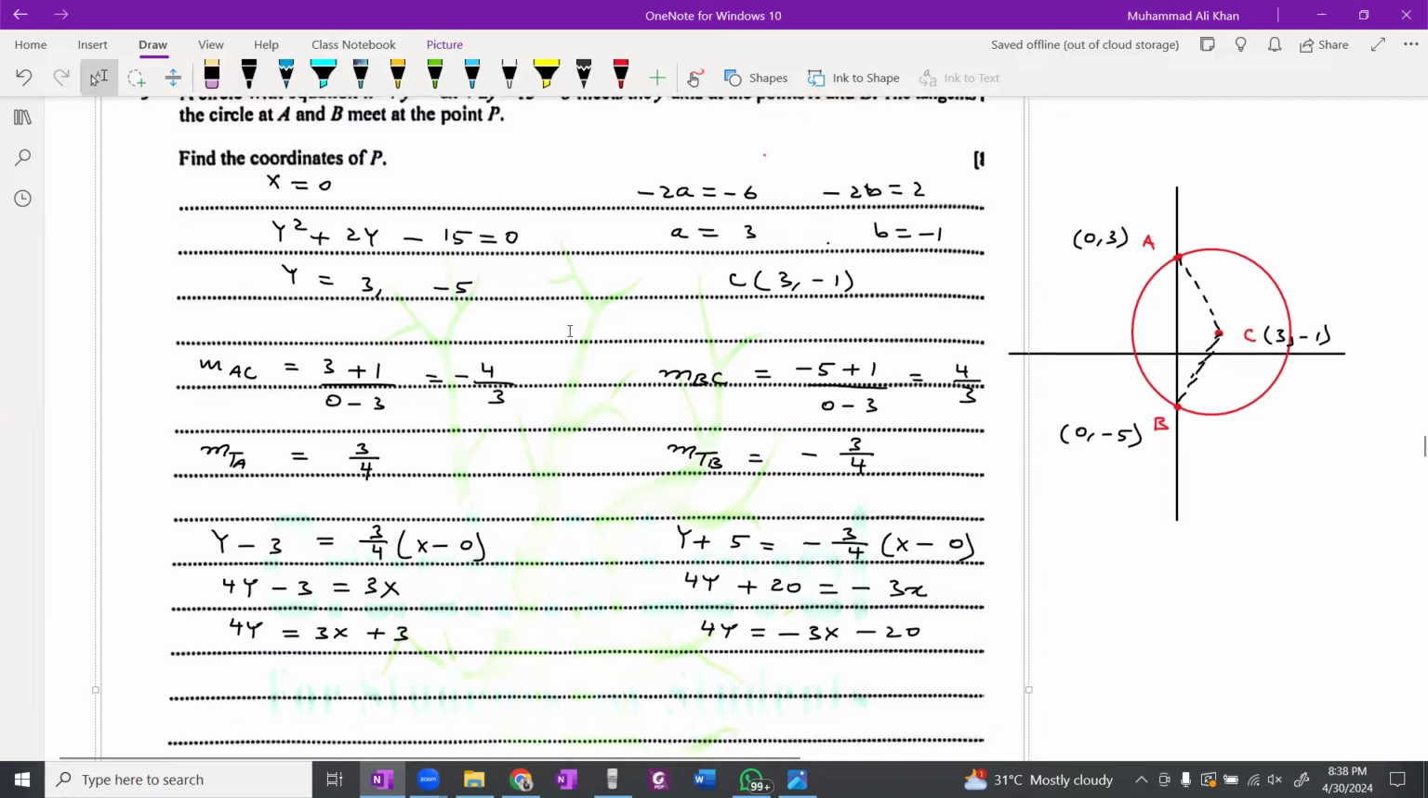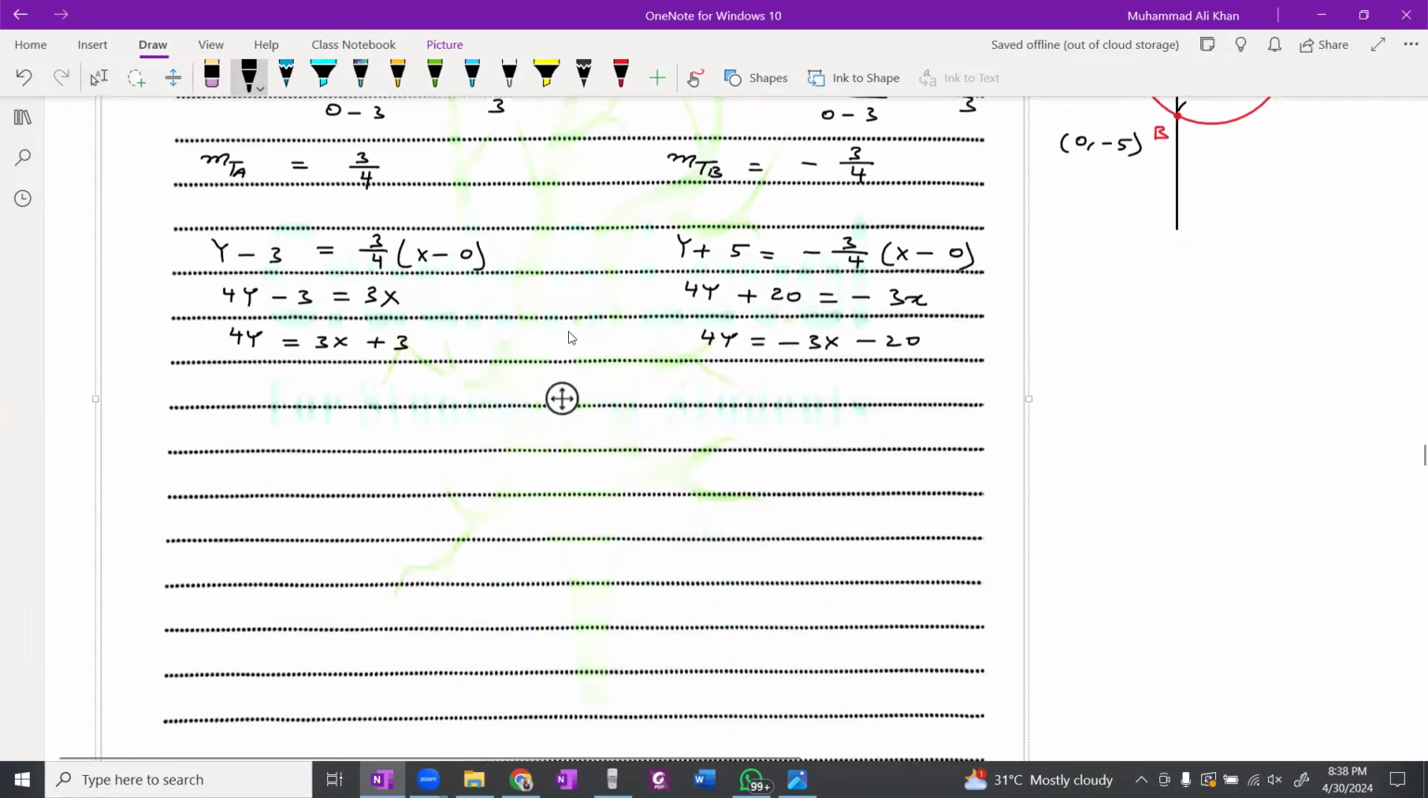So just compare both 4y. So we can write it like 3x plus 3 equals minus 3x minus 20. There's a little mistake here by cross multiplication: four threes are 12. So this one is also 12. So here also it is 12. Now it will be 6x equals minus 32.